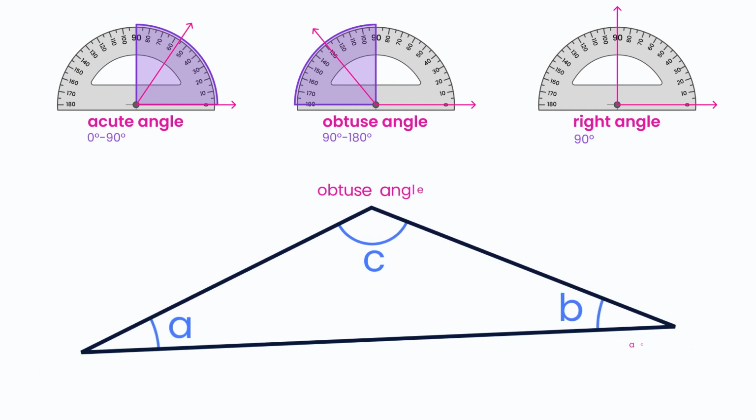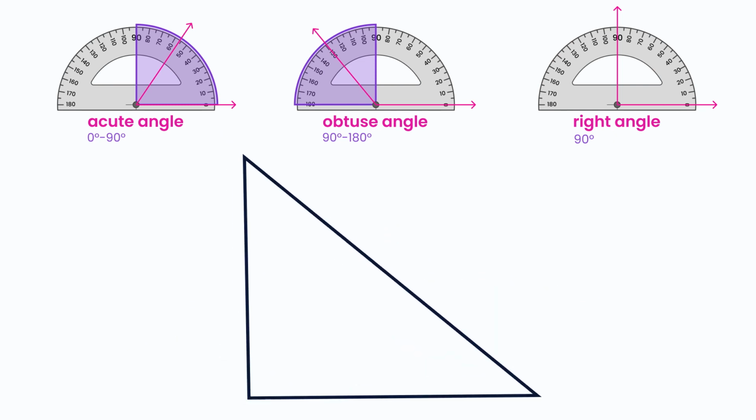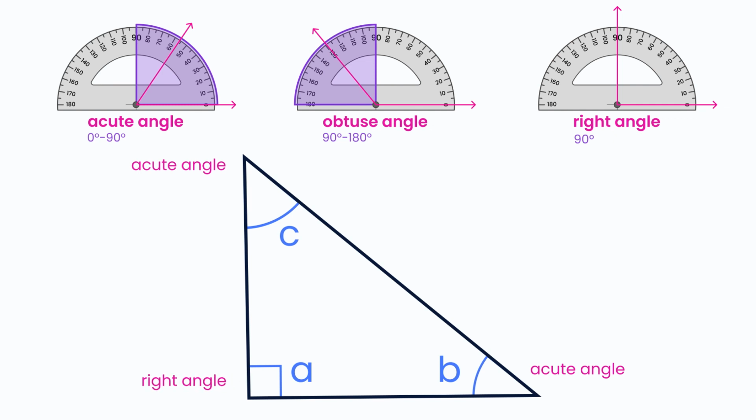Okay, let's look at one last triangle. What can be said about the angles A, B, and C in this case? B and C are acute angles because they are both between 0 and 90 degrees. But A is a right angle because it measures exactly 90 degrees.